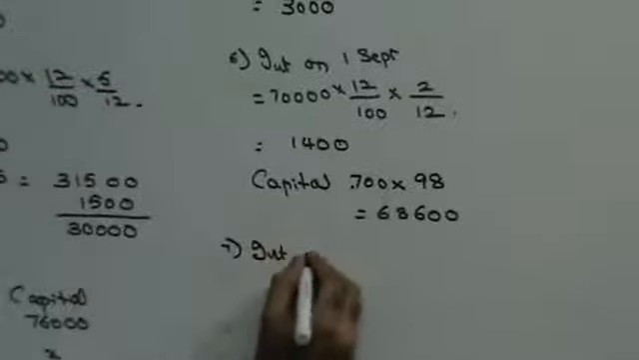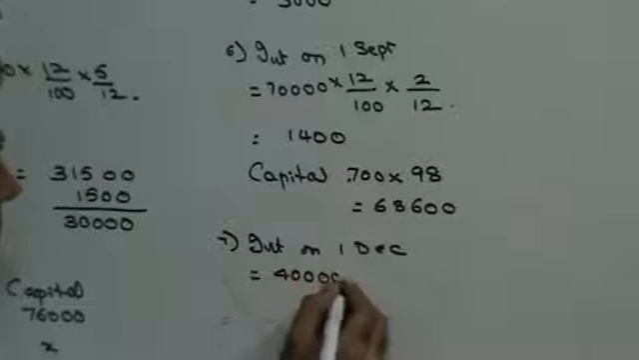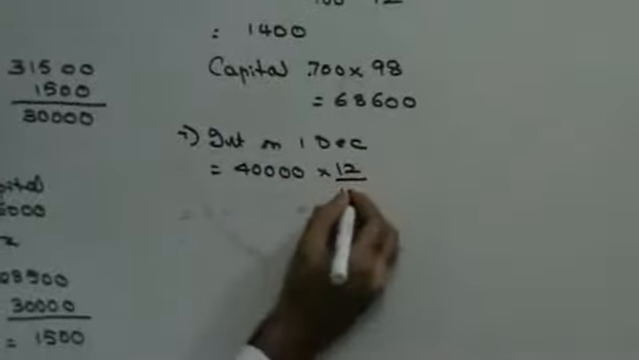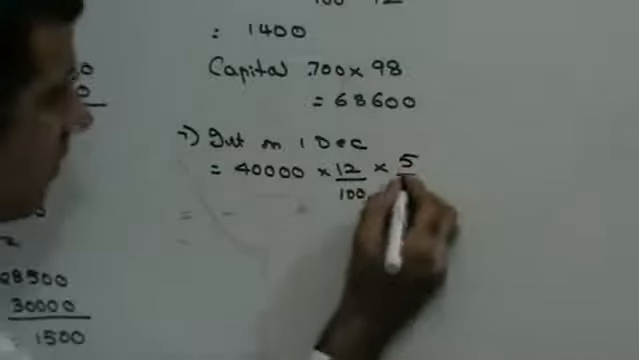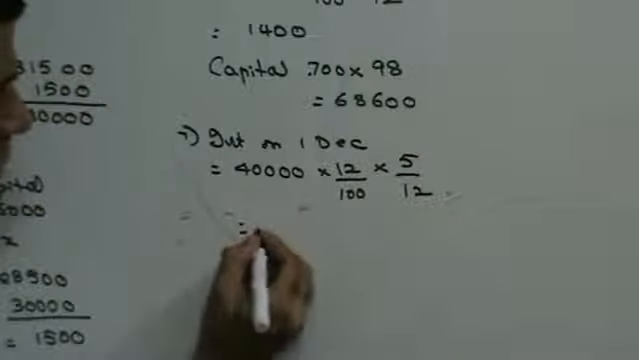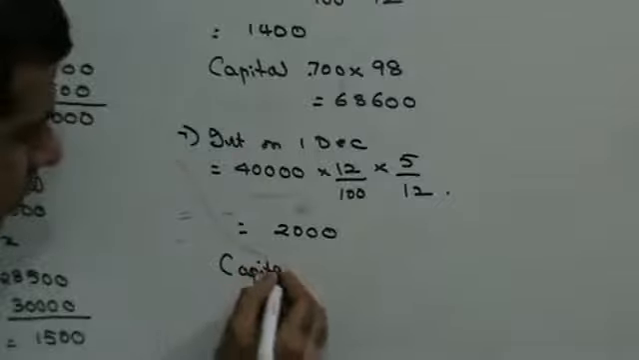Interest on 1st December. 40,000 at the rate of 12%. Now, this is going to be 5 months. Someone please do this calculation. 2,000. Right? Let's find out the capital value, guys.